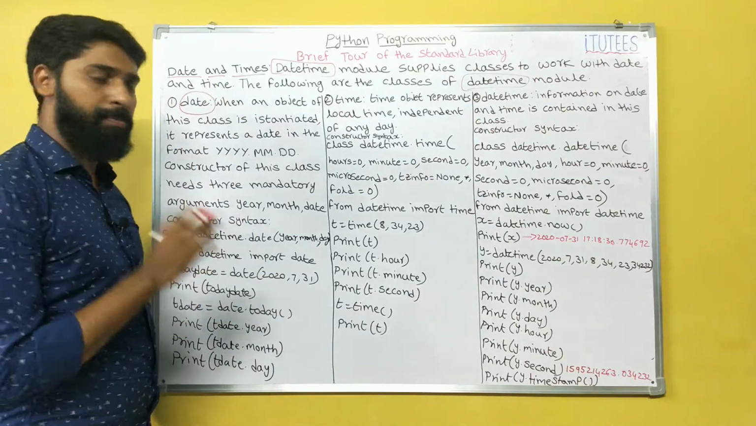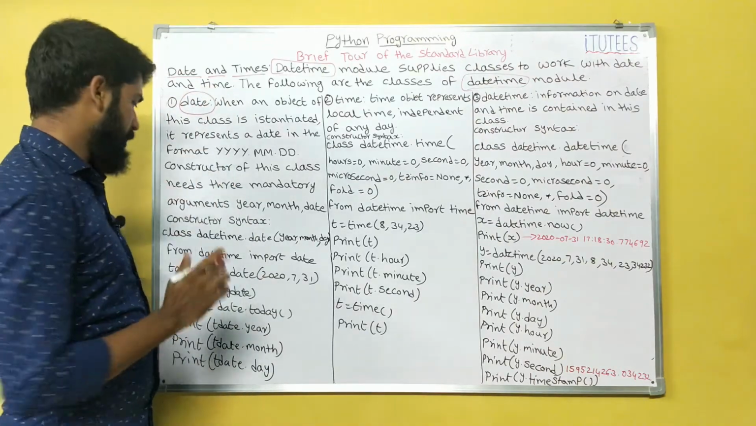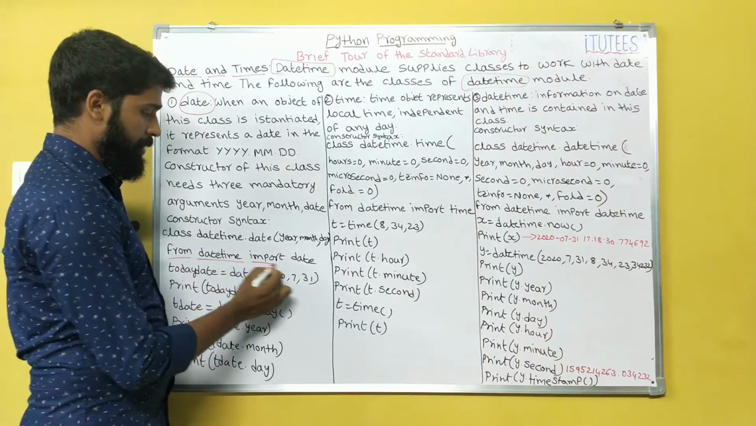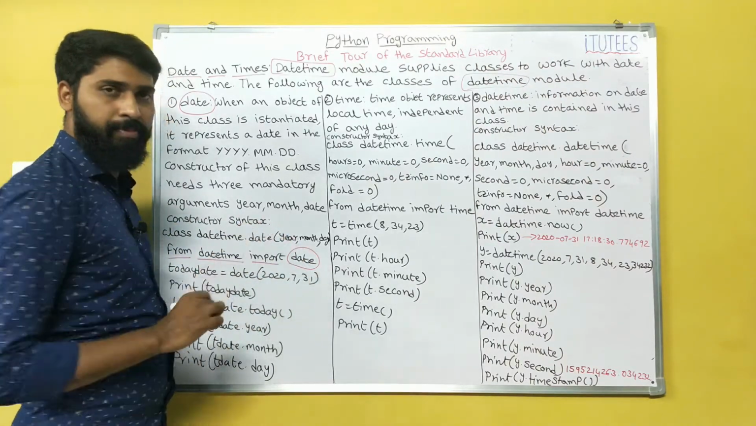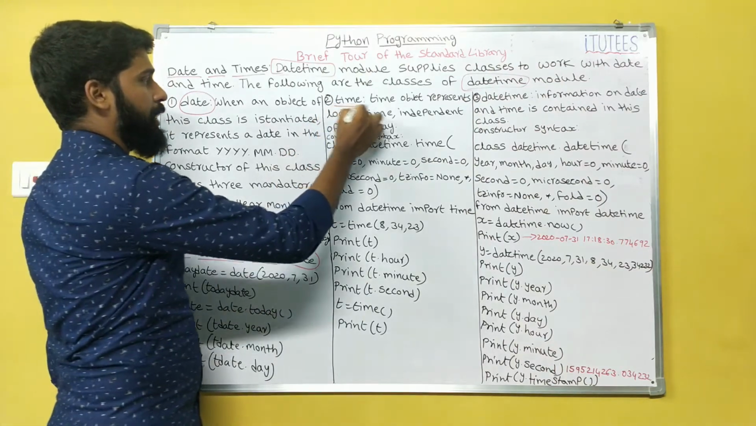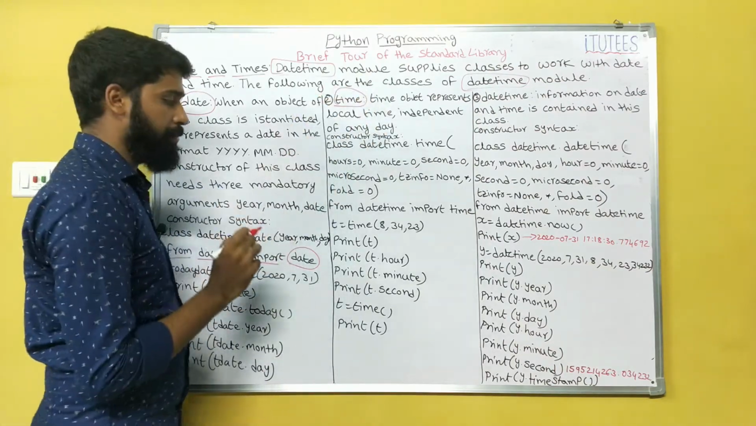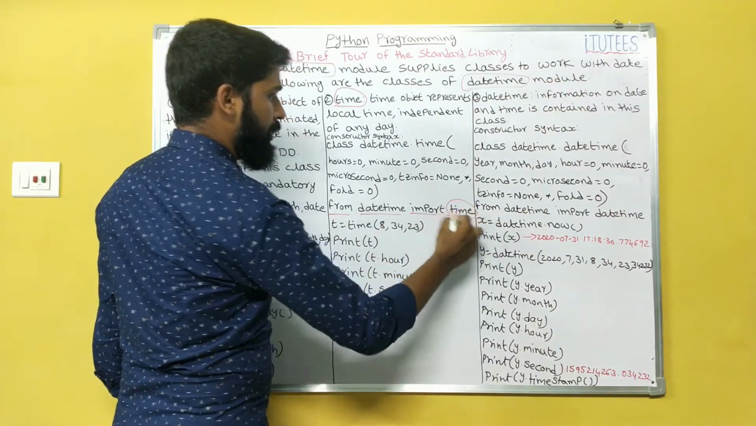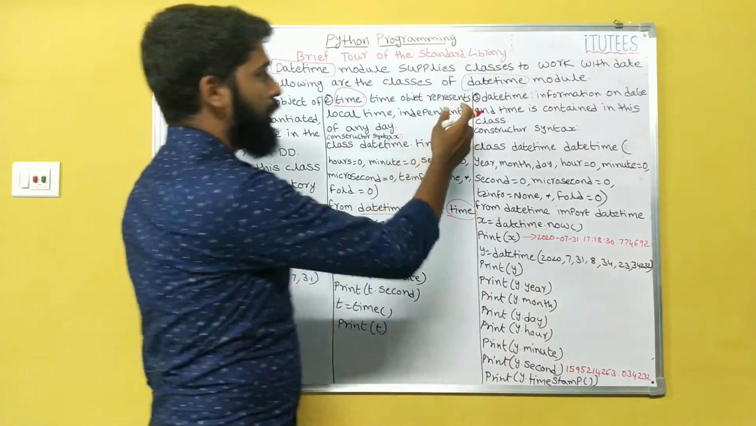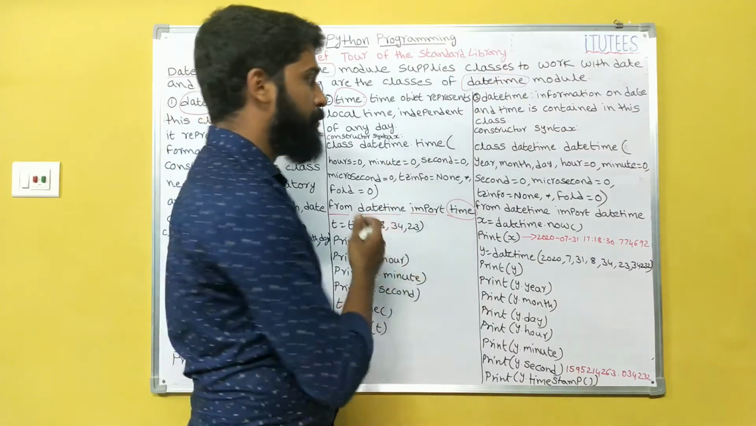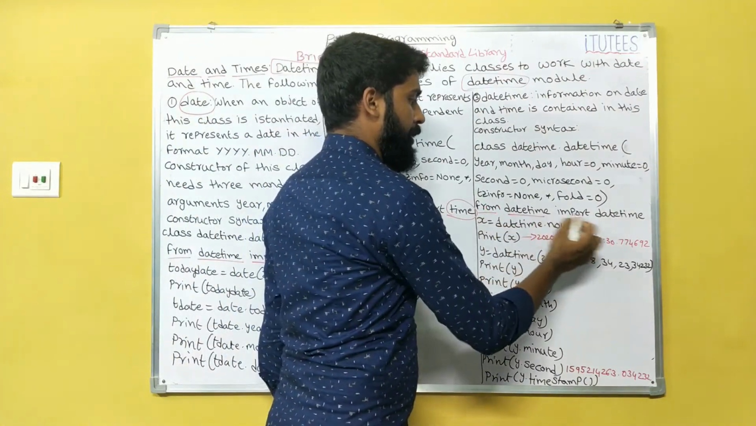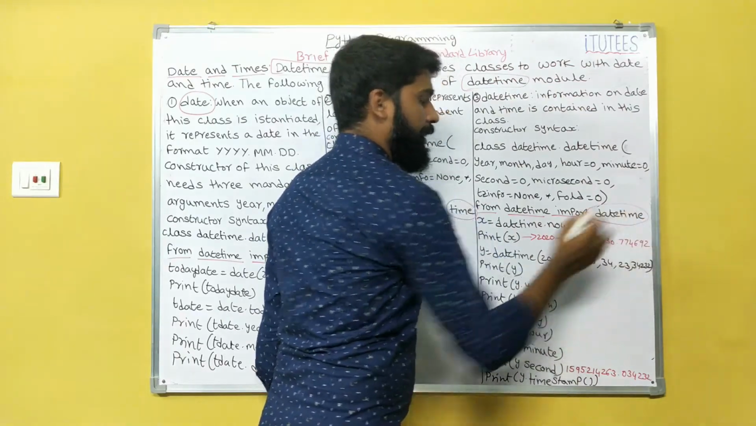So how can we import this date class? By using from datetime import date. Another class is time. So how can we import it? From datetime import time. And the third one is datetime, both date and time. So how can we import it? From datetime import datetime.